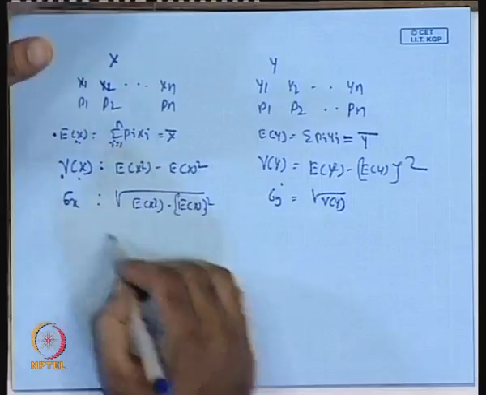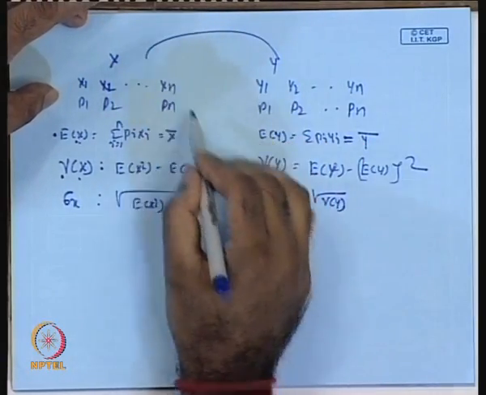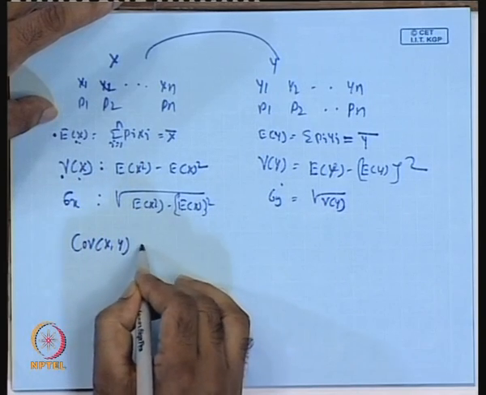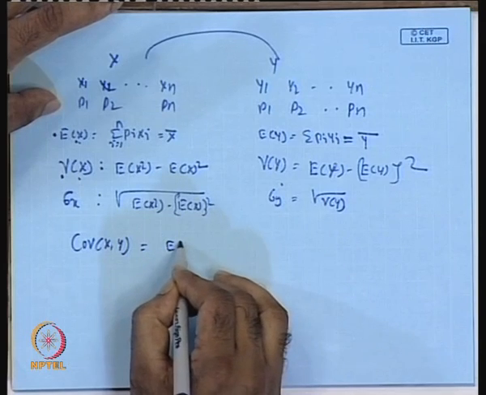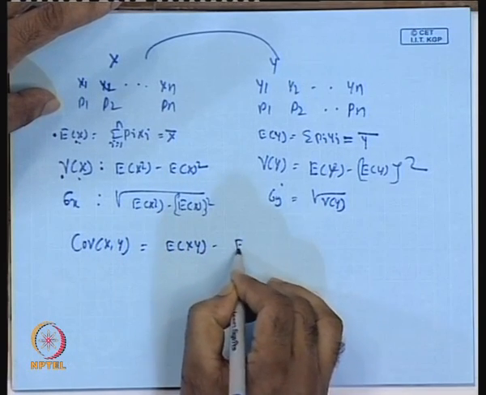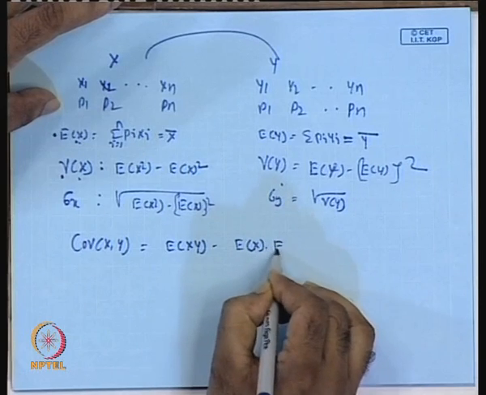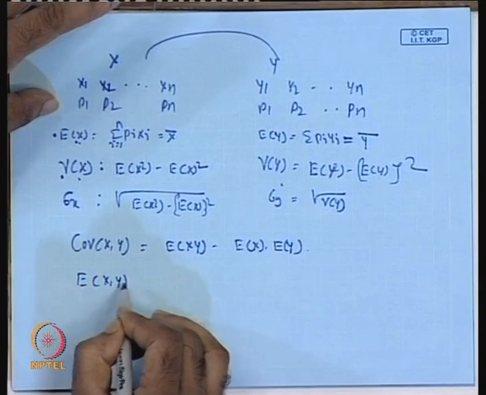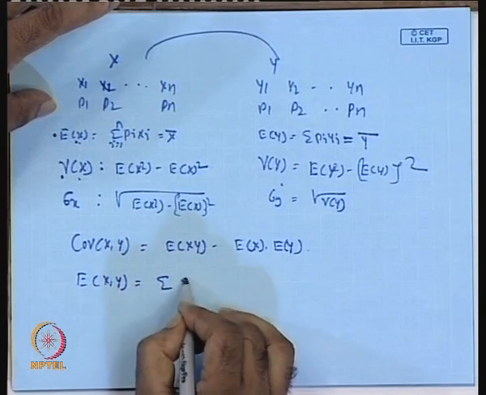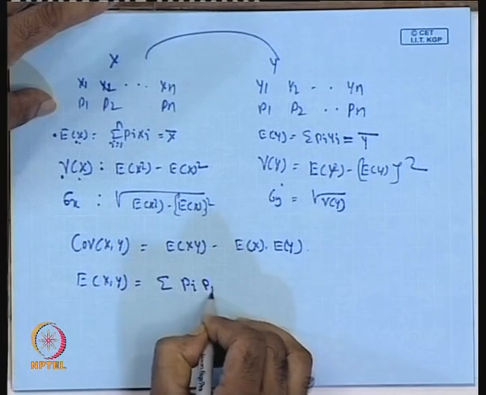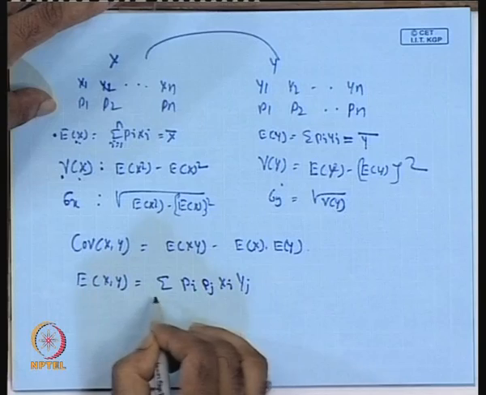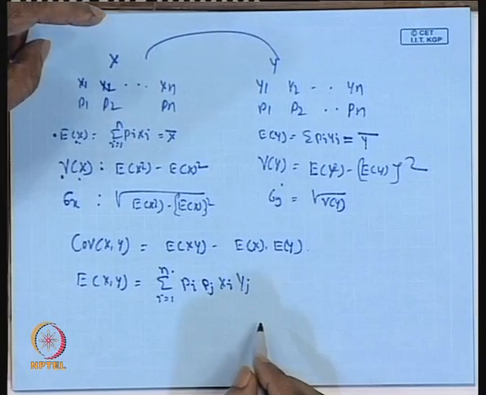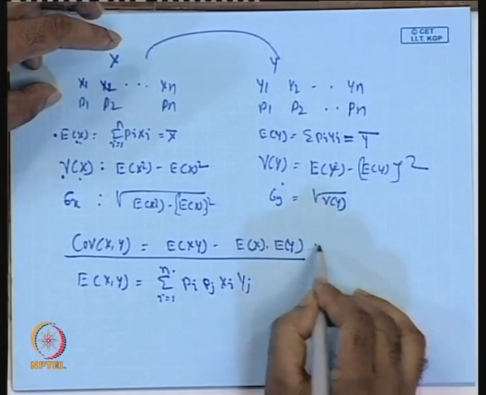Now we would like to correlate x and y. For that we need the covariance of xy. Covariance of xy is nothing but E(xy) minus E(x) into E(y). Now what is E(xy)? E(xy) is simply represented as summation pi pj xi yj, i equal to 1 to n.